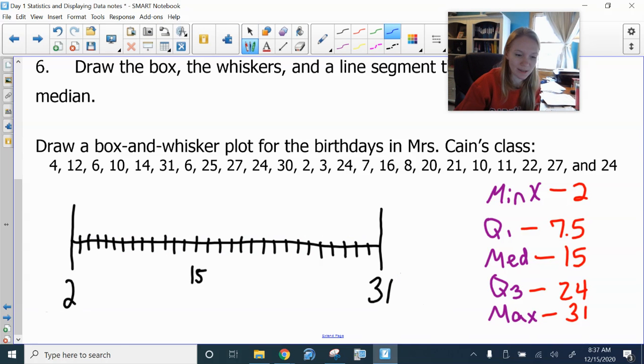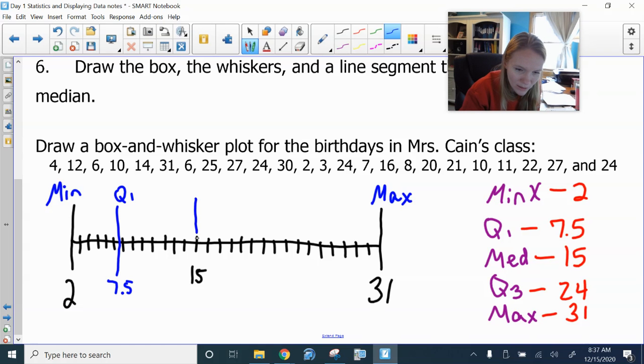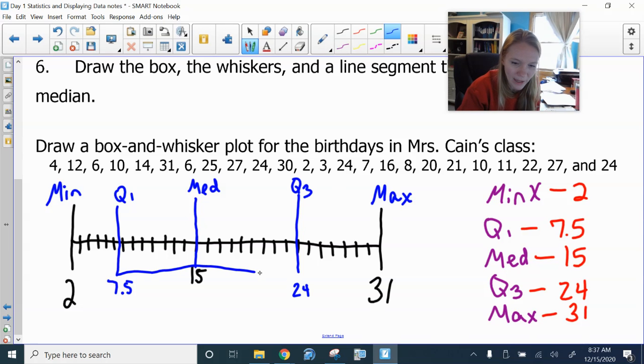So to draw a box and whisker plot, we start with our minimum and our maximum. Our quartile 1, 3, 4, 5, 6, 7 and a half. So here's our Q1 at 7.5. Our median would be at our 15, and our quartile 3 is at 24. 16, 17, 18, 19, 20, 21, 22, 23, 24. And we basically just draw a box that connects them.